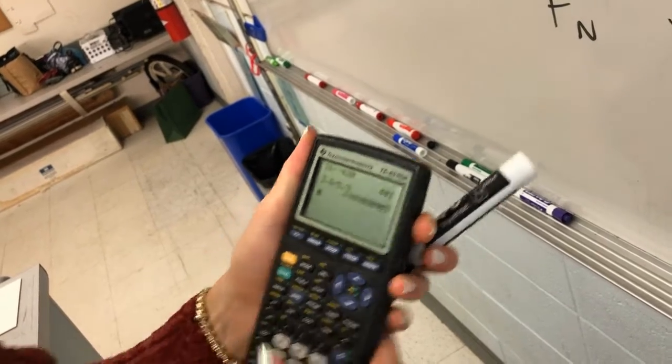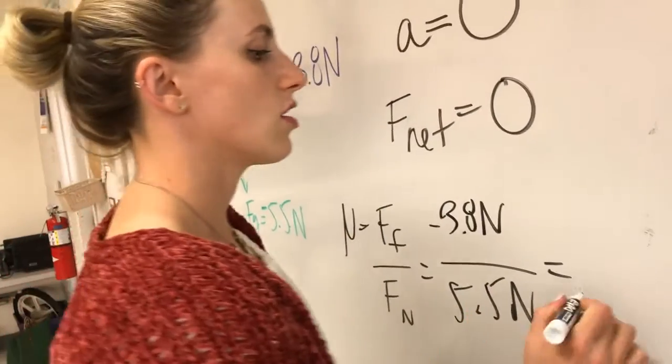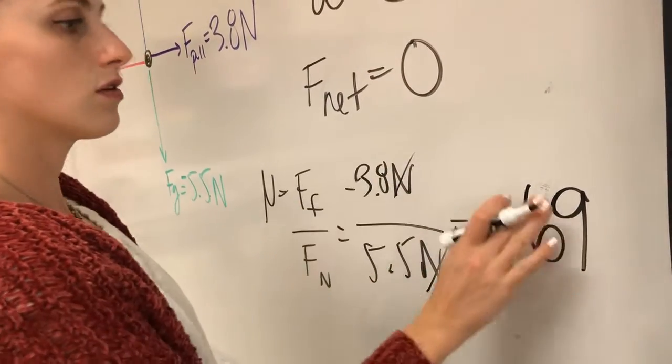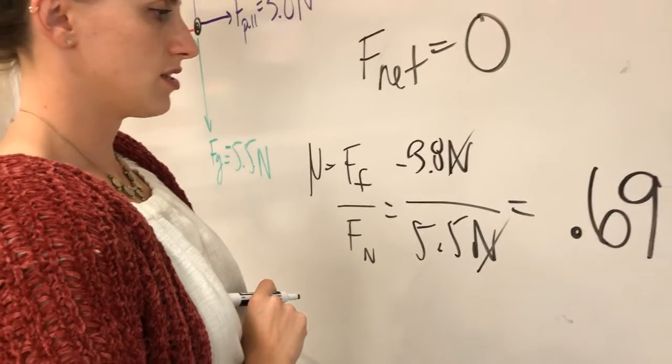No, I didn't put the negative number in there, but does it matter? We can talk about that. So 0.69, no units. It's a dimensionless quantity. Yeah, we don't care about the units, dimensionless quantity.